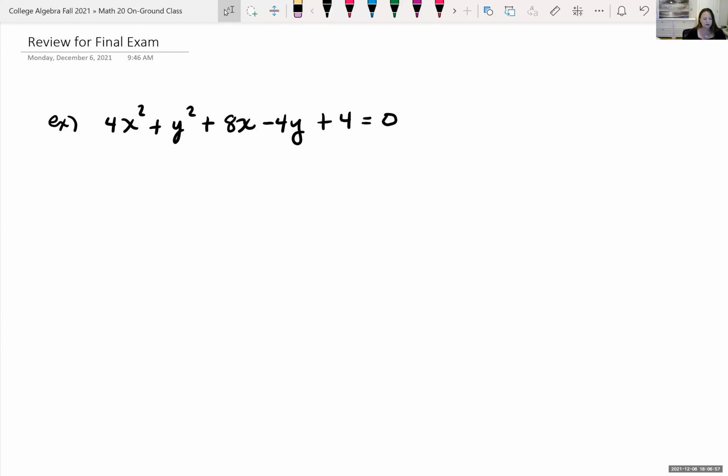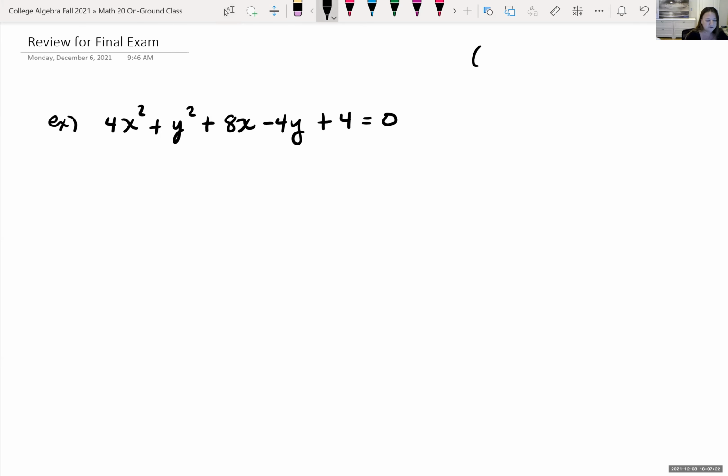Foci. Looking at this, if I see both an x squared and a y squared, I know it's not a parabola. And if they're not the same number in front of the x squared and the y squared, it's not a circle. They're not the same number, but they're both positive. So since they're the same sign, I know that this is an ellipse. So we want to get it in the form for an ellipse.